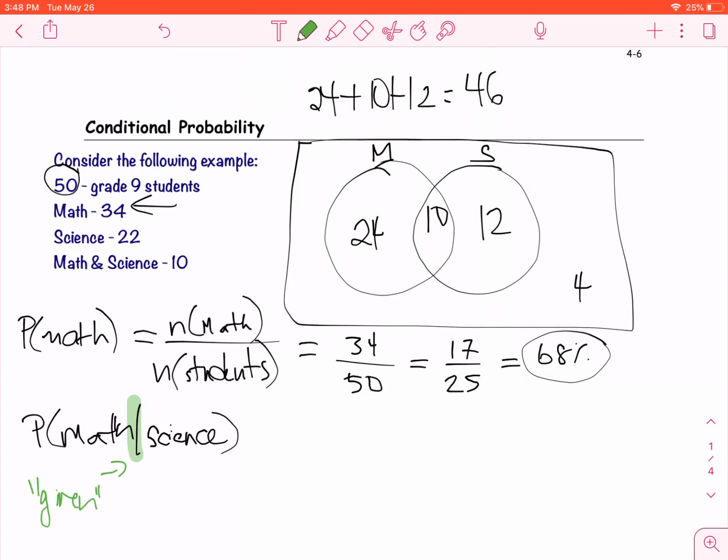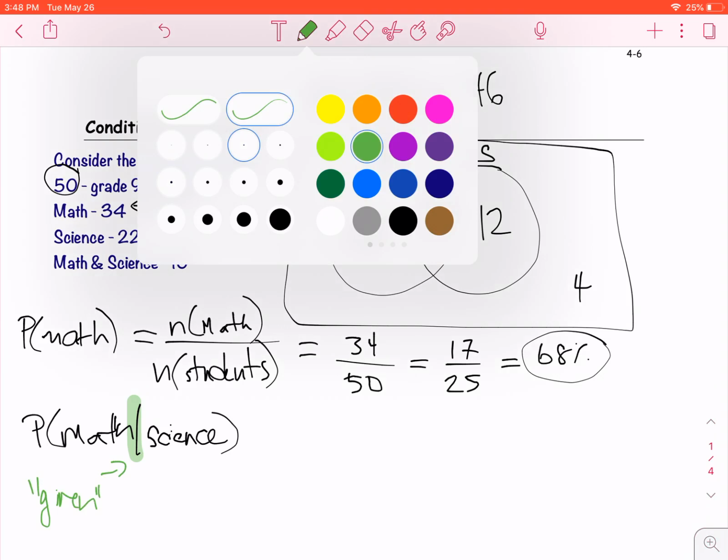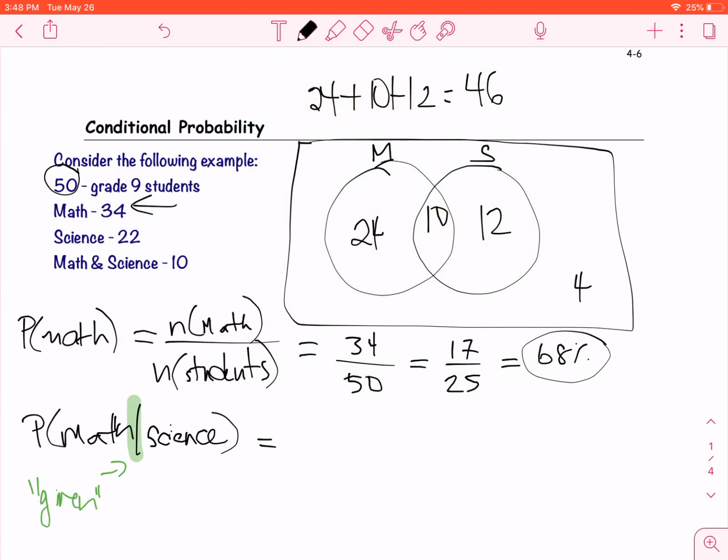So something has to occur. They have to like science, but they have to like math given that they already like science. We're actually looking at a different set of data here, and we're going to shrink our sample size quite a bit because we're only going to be looking at the information that is now highlighted in green.